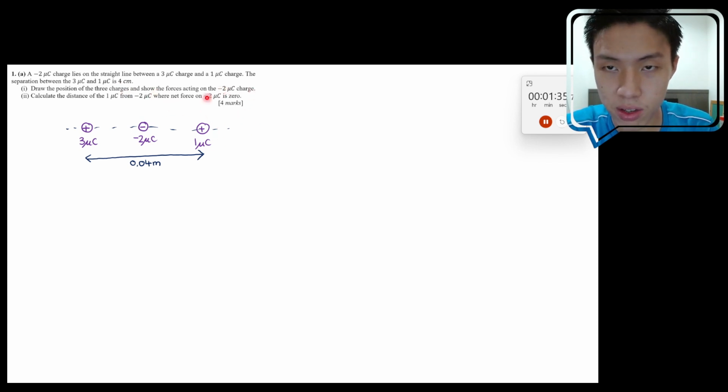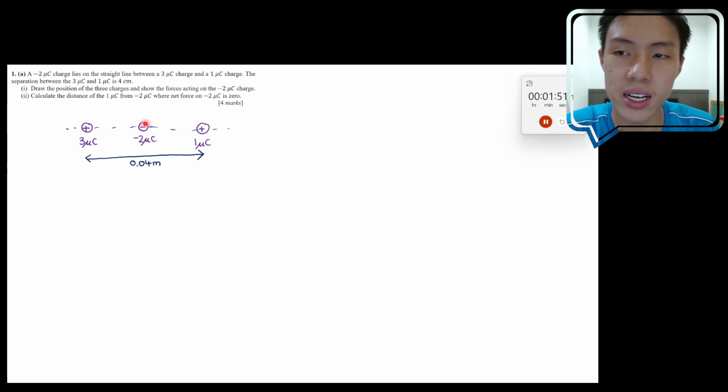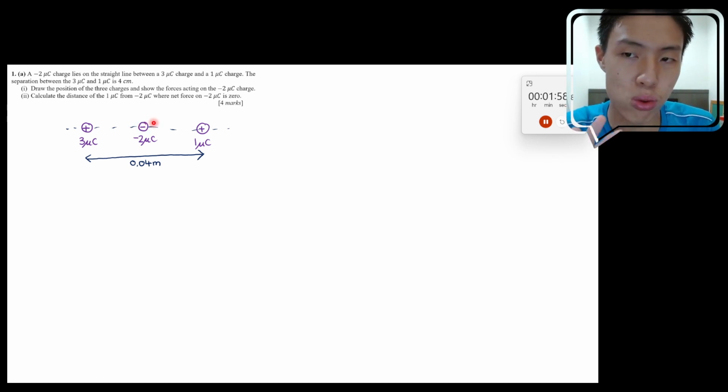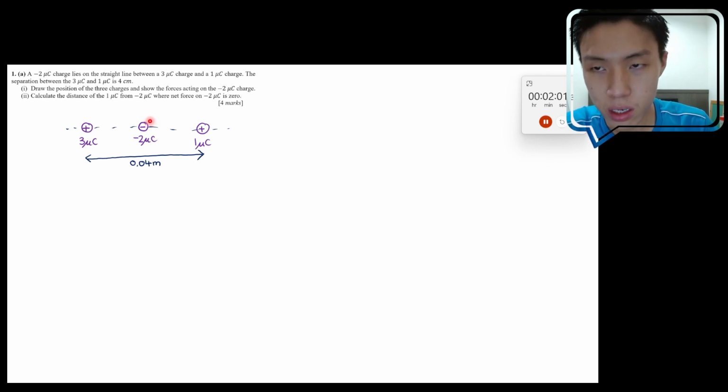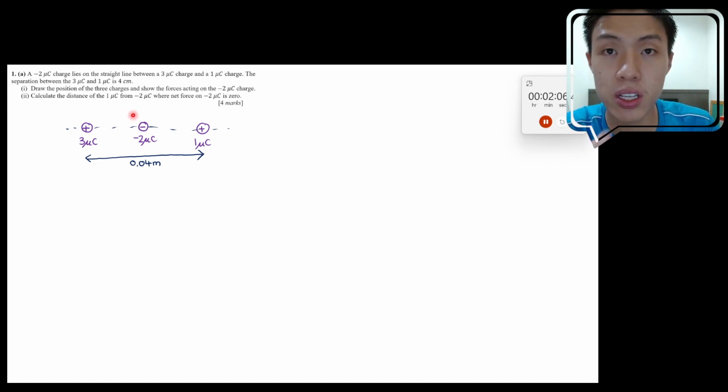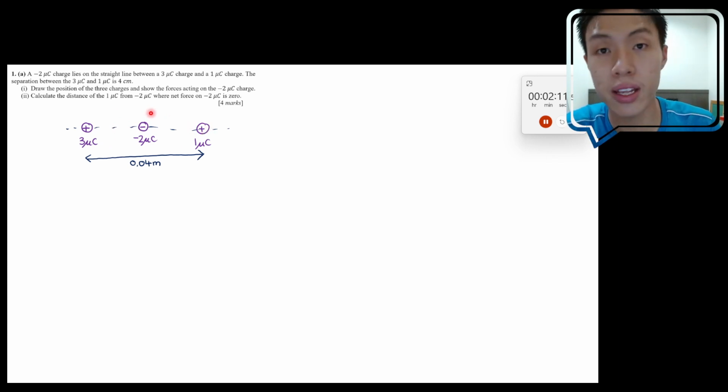Show the forces acting on the negative 2 microcoulomb charge. So they are interested in the forces acting on the negative 2 microcoulomb charge. Technically, what they are looking for is just the arrows coming out from this negative 2 microcoulomb charge. But since we are doing it on our own, let's analyze all the forces acting on all the charges. To analyze forces, remember to analyze it pair by pair. What we mean by pair is, when we look at one pair first, we determine whether it's attract or repel. We sketch the arrow already, then we move on to another pair. We analyze it pair by pair.